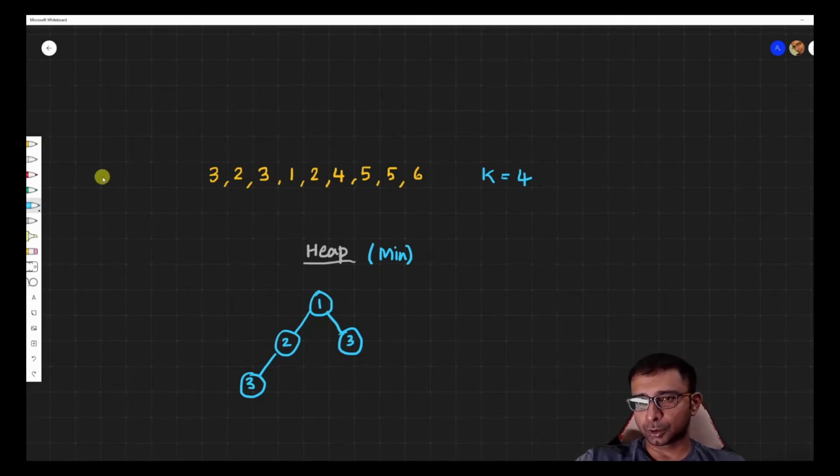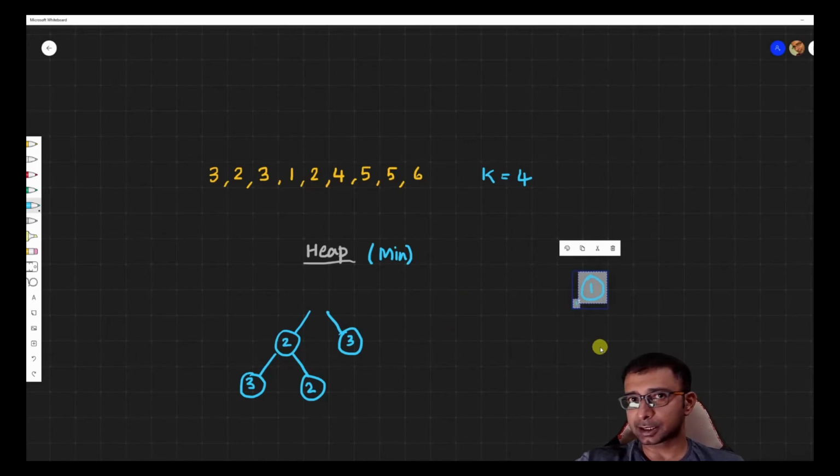Then I get a 2. And according to the law of this heap, I put the 2 over here. Anything violating? Nothing is violating. Everything looks fine to me. But the only thing that's violating at the moment is that the size is greater than k, which is 4. We have 5 nodes over here. So we pop and we discard the root of the heap. So this has been discarded. Let's mark it as discarded.